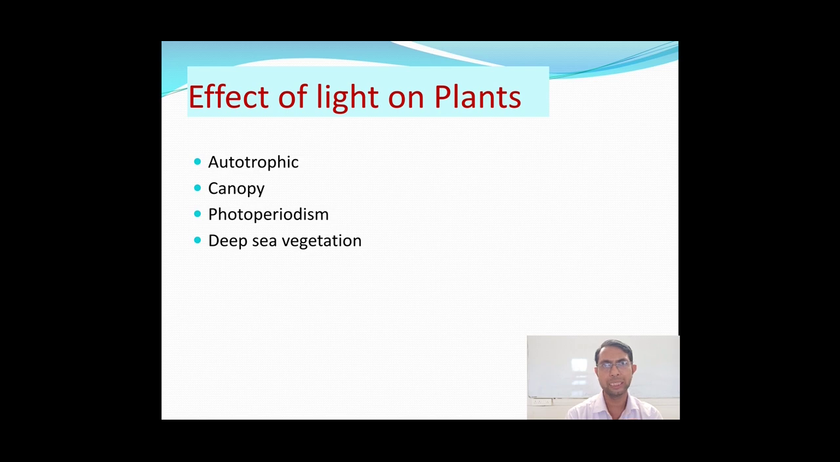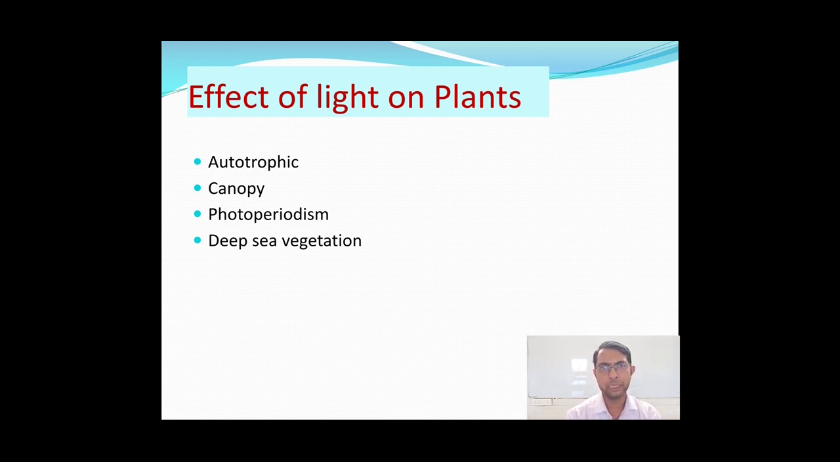Means what we can say, that if the light is there, then plants can prepare their food. As plants prepare their food, herbivores eat that particular plant and they will be eaten up by carnivores. And in this way the light is important not only for the plants, it is important for herbivores, it is also important for carnivores, and it is also important for all the living organisms on the earth.